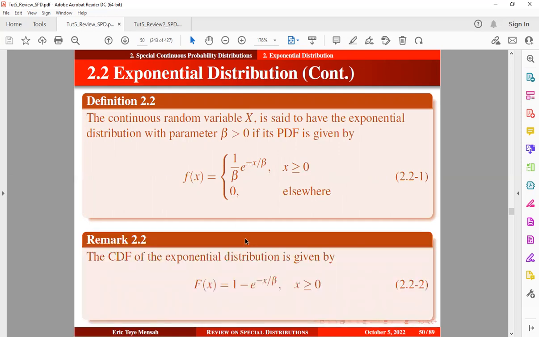The CDF of the exponential distribution is given by equation 2.22, and by now, I guess you know how to compute or calculate a CDF of a random variable. In case you don't know how to do this, you can check out my video tutorial on CDF by clicking on the link in the card above, or check the description below this video for the link.